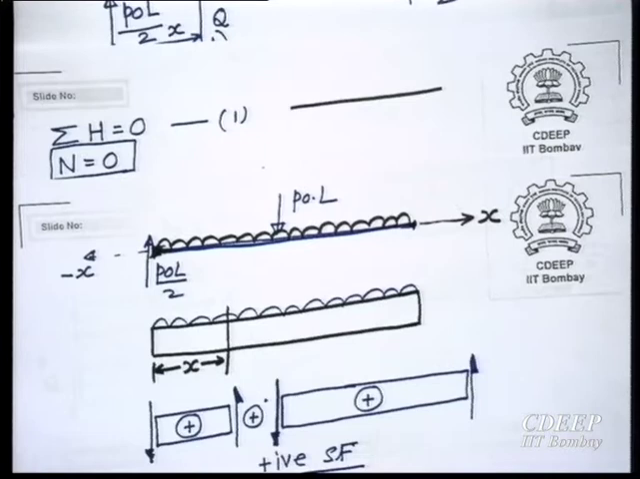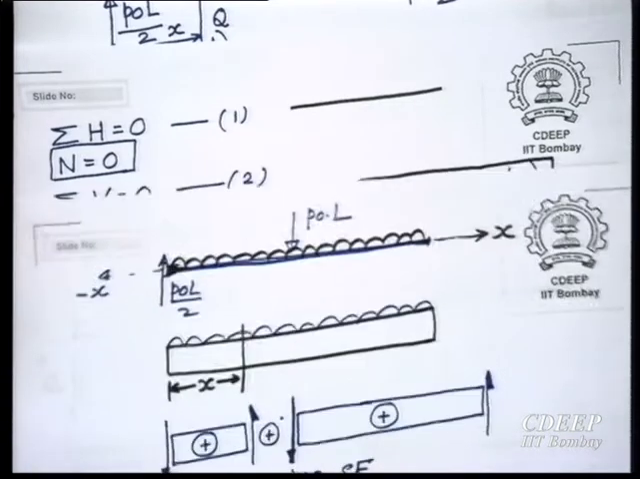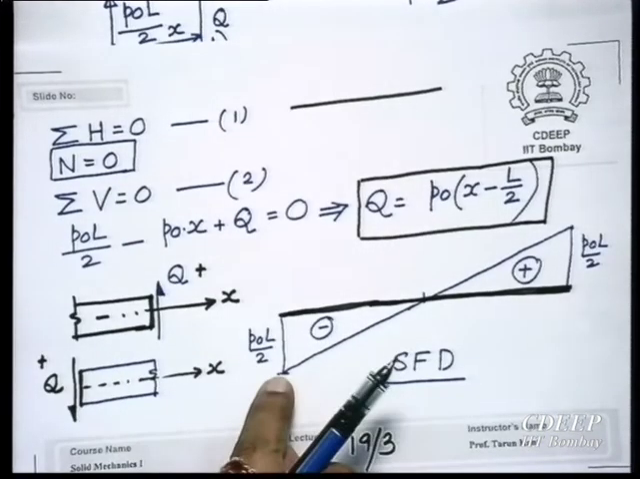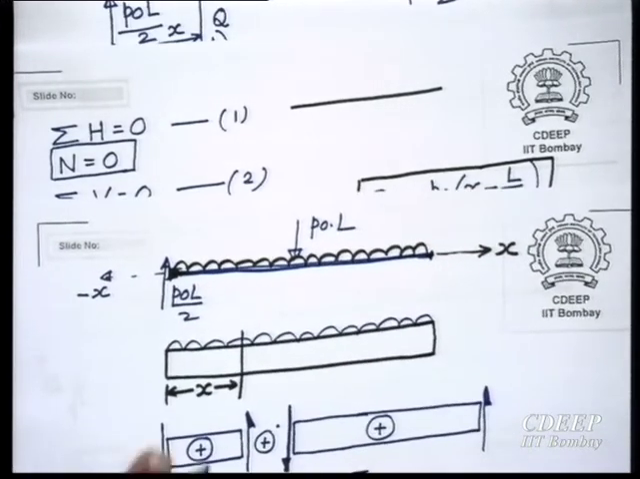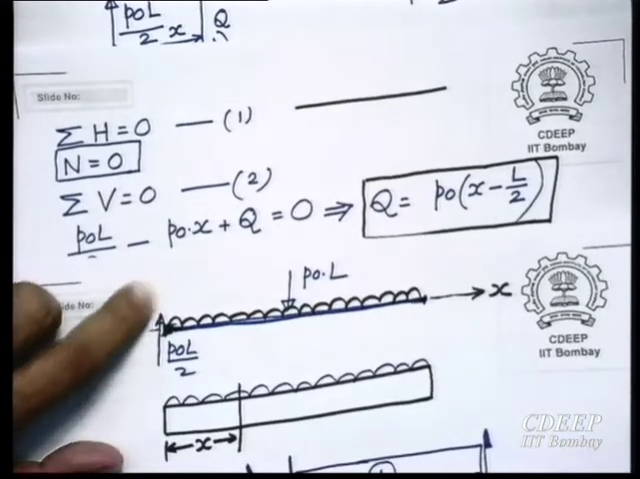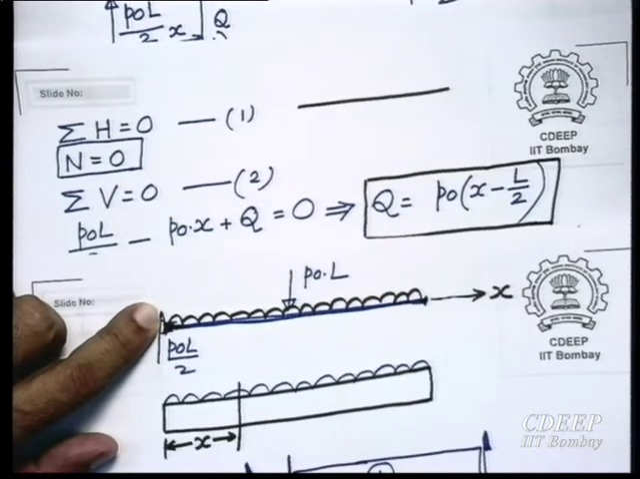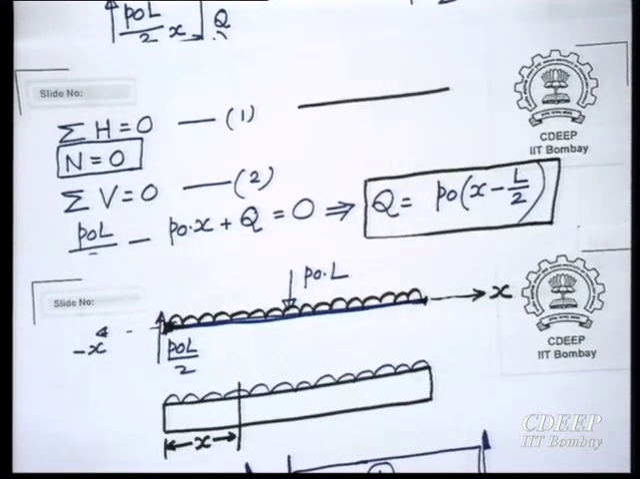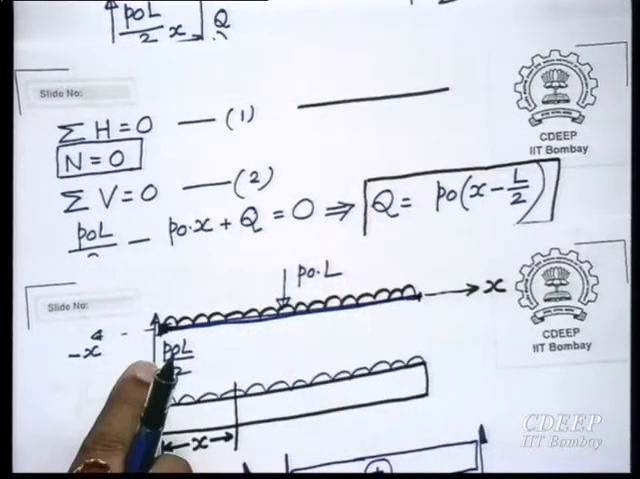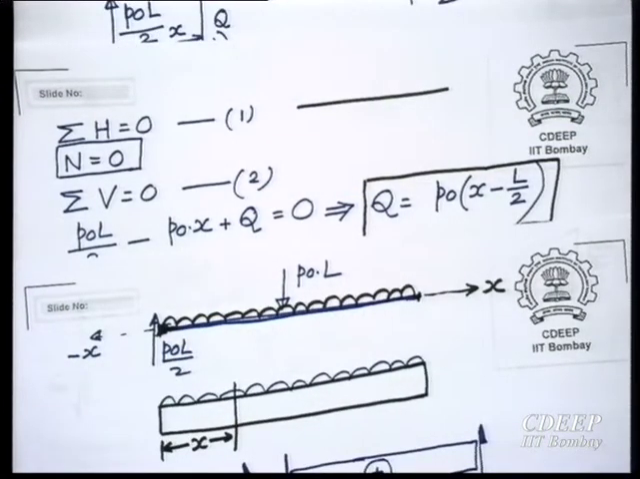Everywhere you cut it, as per calculations, here you are getting negative PL by 2. Negative PL by 2 means that at this end it must be opposite of this, and it is opposite. It is upwards. The reaction is acting upwards. In the free body diagram, on the negative face at point A, you have a force that is going upwards. So this PL by 2 is negative, because positive must be downwards.